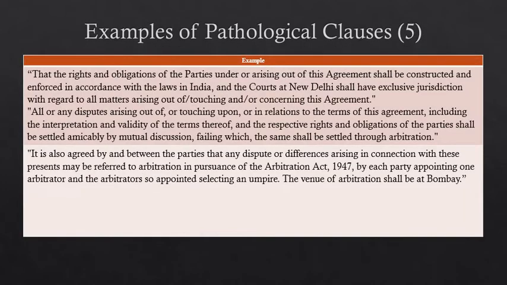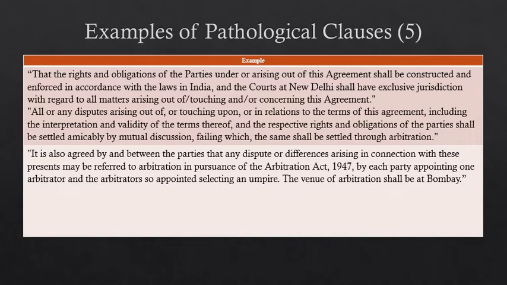Right. Now see this clause. That the rights and obligations of the parties under or arising out of this agreement shall be construed and enforced in accordance with the laws of India, and the courts at New Delhi shall have exclusive jurisdiction with regard to all matters arising out of or touching and or concerning this agreement. The agreement also provided: all or any disputes arising out of or touching upon or in relation to the terms of this agreement, including the interpretation and validity of the terms thereof, and the respective rights and obligations of the parties shall be settled amicably by mutual discussion, failing which the same shall be settled through arbitration.